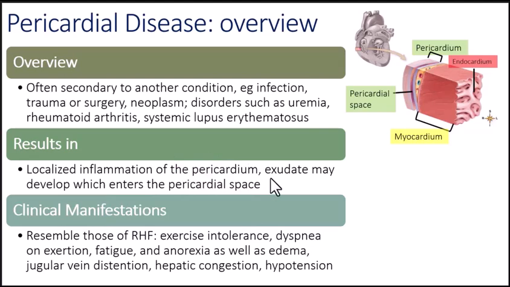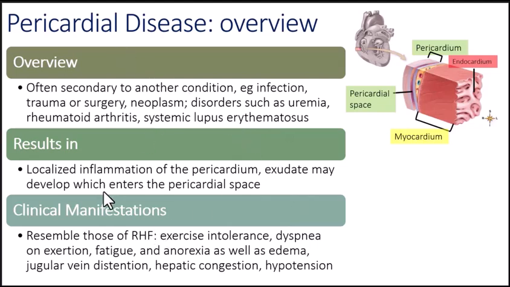Some people will have an exudate that develops that can enter the pericardial space. An exudate is just a fluid that leaks out of blood vessels and into nearby tissue, and it can consist of a whole bunch of different substances. So there are different forms of exudate.